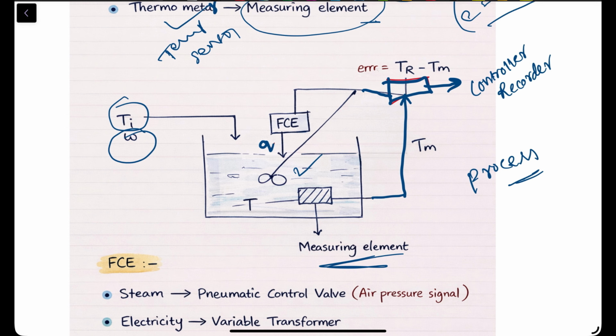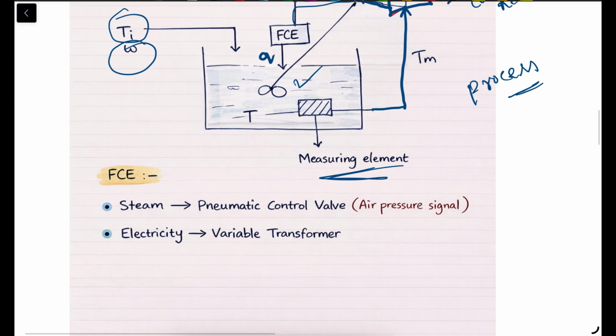The controller compares it with the set point TR and calculates the error. Based on this error, the controller sends a signal to the final control element. Once you get the error, the signal goes to the final control element. What is the final control element?